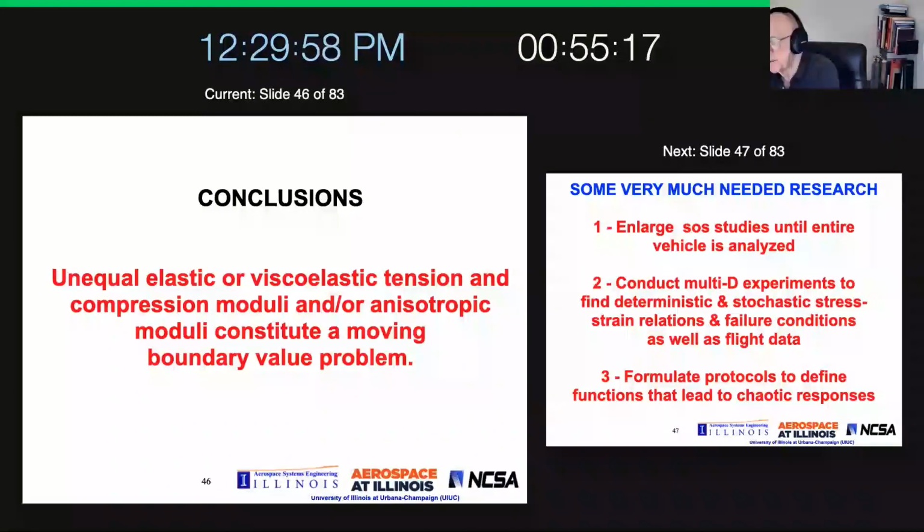But there's a curious effect in viscoelastic beams, and that is when the moduli are unequal, the neutral axis, which we are so used to corresponding to the geometry, starts moving around. And so does the shear center. And that constitutes a moving boundary problem, because you don't know where they are and you have to find them.